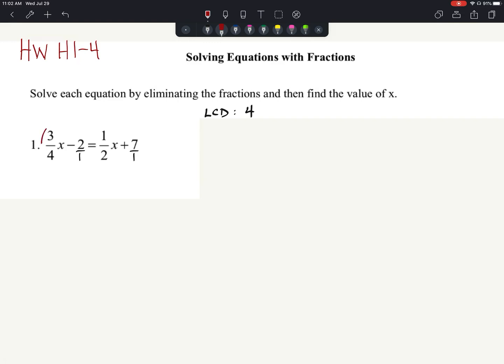Let's take it here and we're going to multiply everything on both sides times 4. Now you can show as much work as you need to when you're doing this part of it here. Some people may want to do 4 times 3/4 x minus 4 times 2 equals 4 times 1/2 x plus 4 times 7. You can do it that way. If you need to show more work, that's fine.